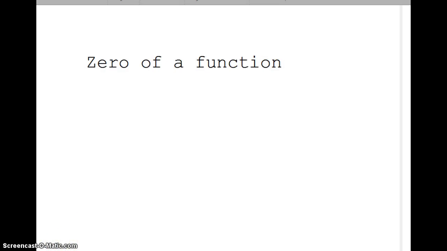So the first thing we're going to take a look at is the zero of a function. And the zero of a function, if we think about this, we say f of x equals, and then whatever the equation. The zero of a function is when f of x equals 0. Or another way of saying that is when y equals 0. So there's a couple of ways that we can do that. And what we're going to do is take a look at how we identify it looking from a graph.